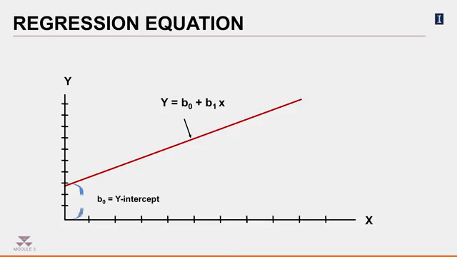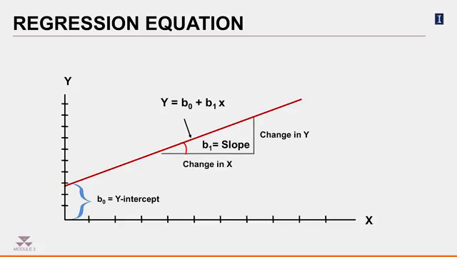This equation is defined by where it intercepts the y-axis. This is known as b0, and its slope, which is calculated by taking the rate of change in y by the rate of change in x, is the slope of the line and is represented by b1.